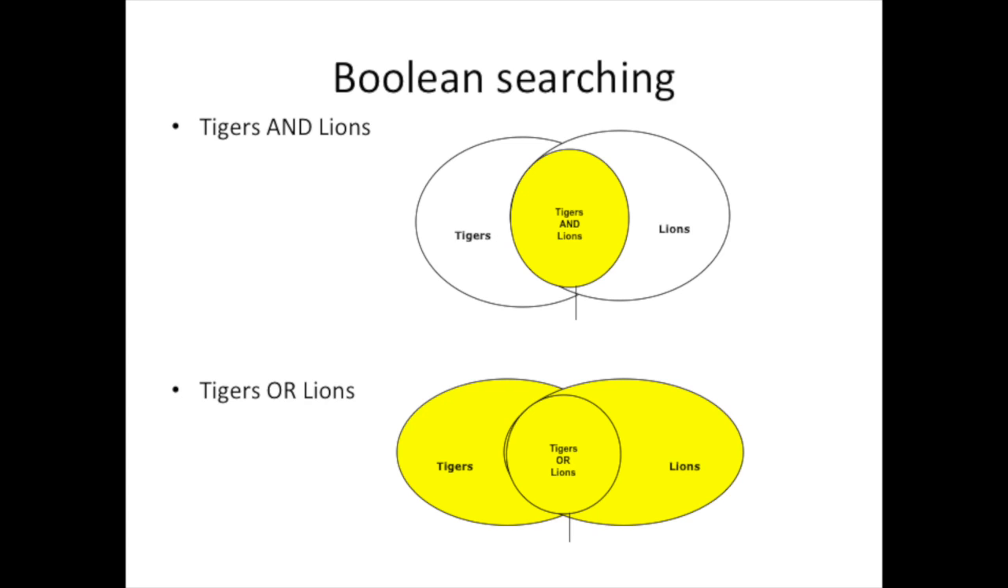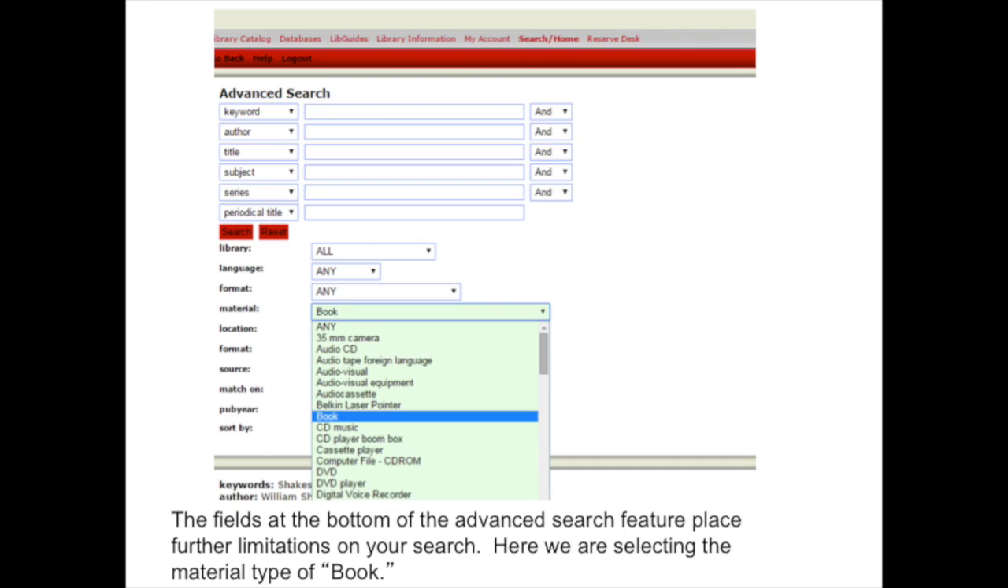OR functions in the opposite way from AND. Tigers or lions would widen the search to find records that contain the word tigers or the word lions, so likely more records than those that would contain both terms. The Boolean operator not excludes the word that follows, so tigers, not lions, would not return any items that had the word lions in them.